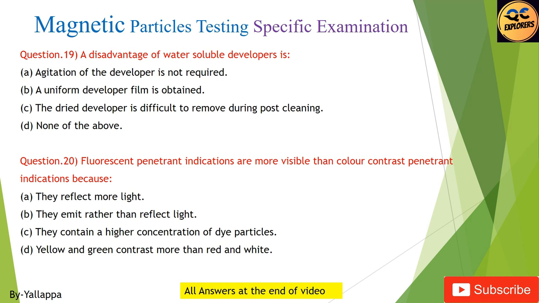Question point 20. Fluorescent penetrant indications are more visible than color contrast penetrant indications because they reflect more light; they emit rather than reflect light; they contain a higher concentration of dye particles; yellow and green contrast more than red and white.